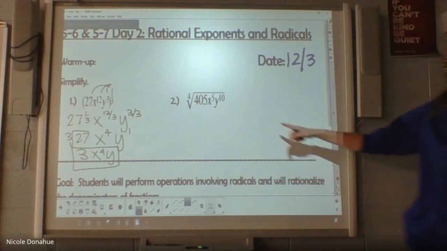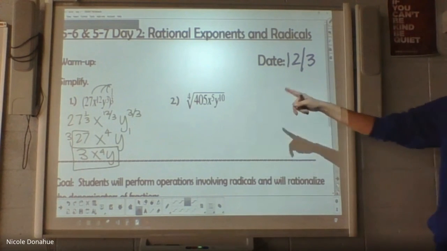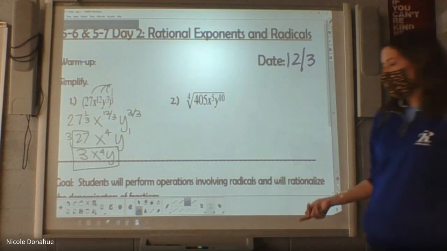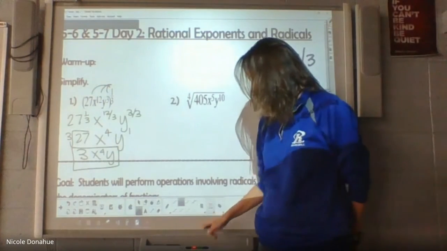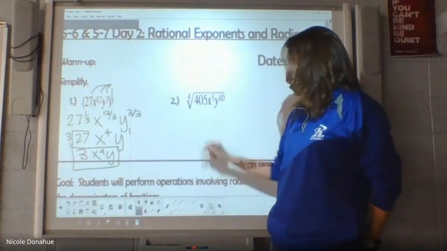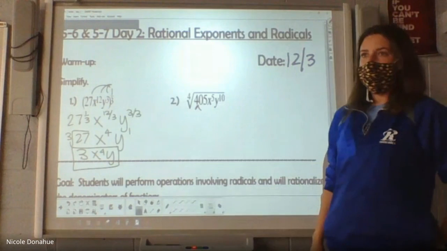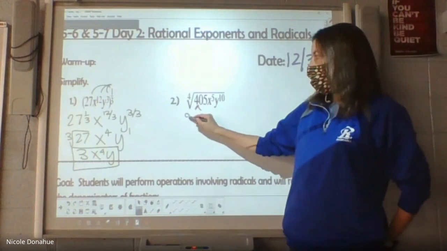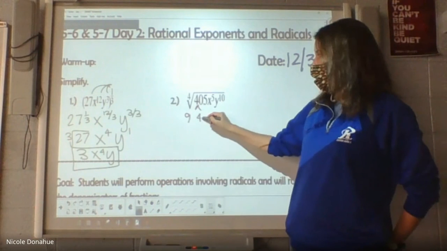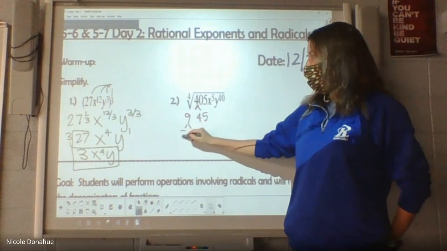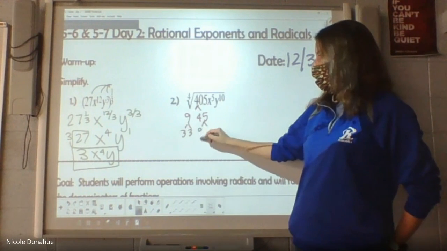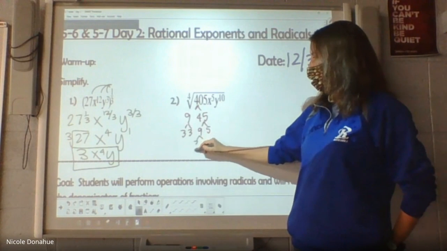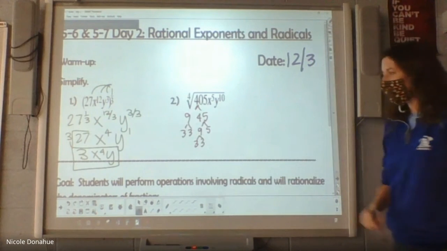So the 4th root, that tells me I should look for groups of 4. So 405, how'd you break that one up? 9 and 45. See, Tara already. She's good at those, she knows what she's doing. Okay, thank goodness for Tara.